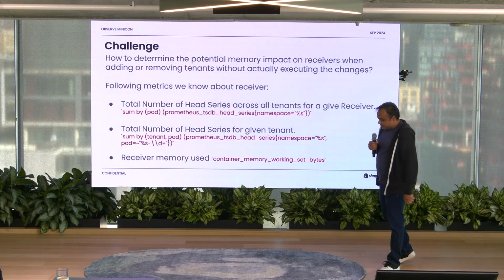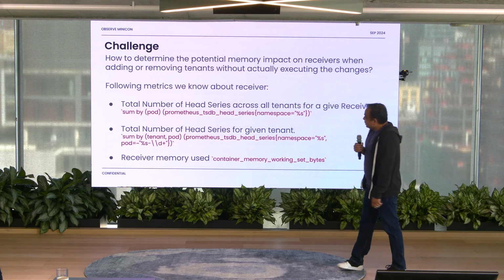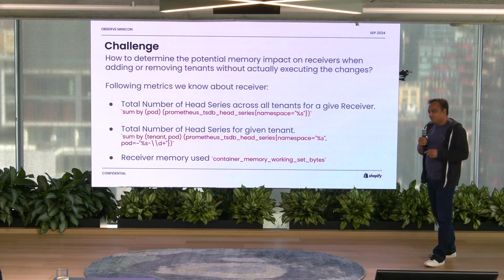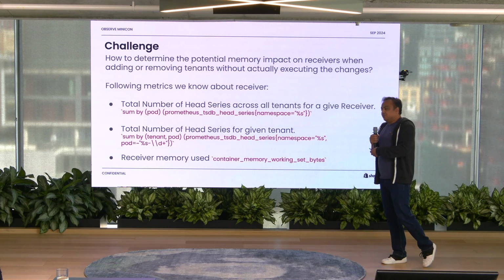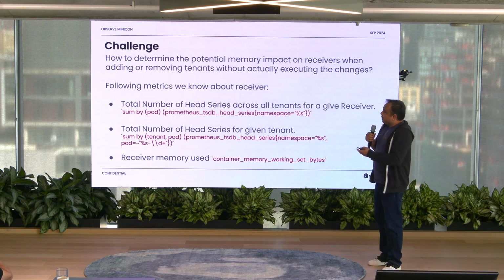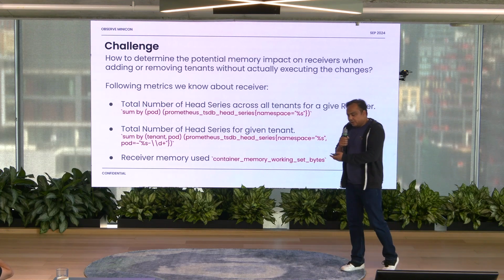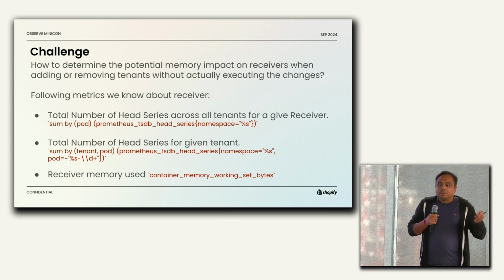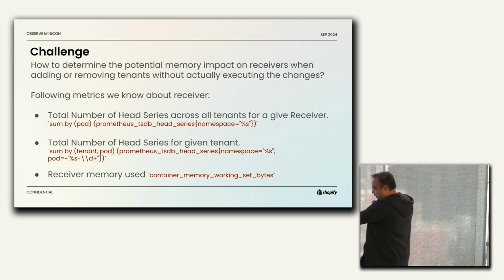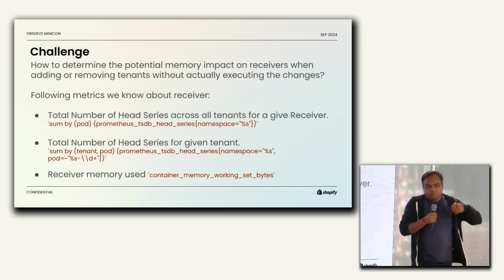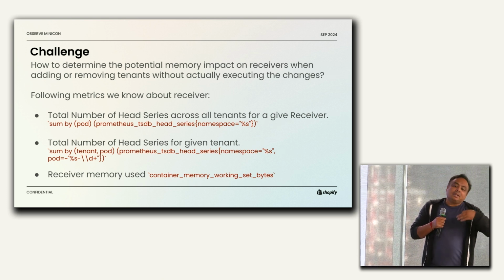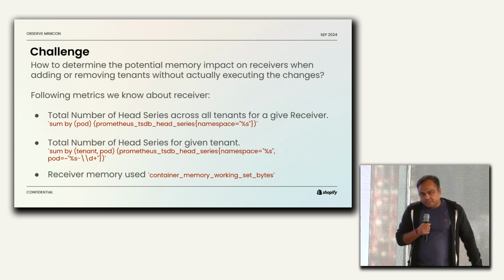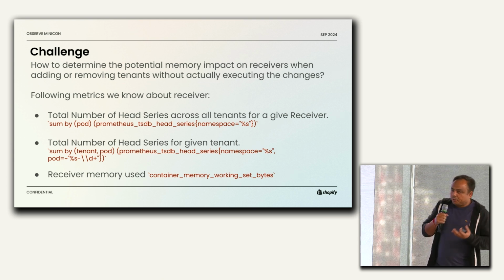But the challenge was how to determine the potential memory impact on a receiver when we add or remove a tenant, without doing that change in production. And you think, why can't you figure out this part? The reason is, we know how much memory a receiver takes because it's a pod. You can get cAdvisor metrics, container_memory_working_set_bytes, in total. But one receiver hosts multiple tenants, and they are in memory. We don't know how much memory each of those tenants is taking. So we have to come up with some math.